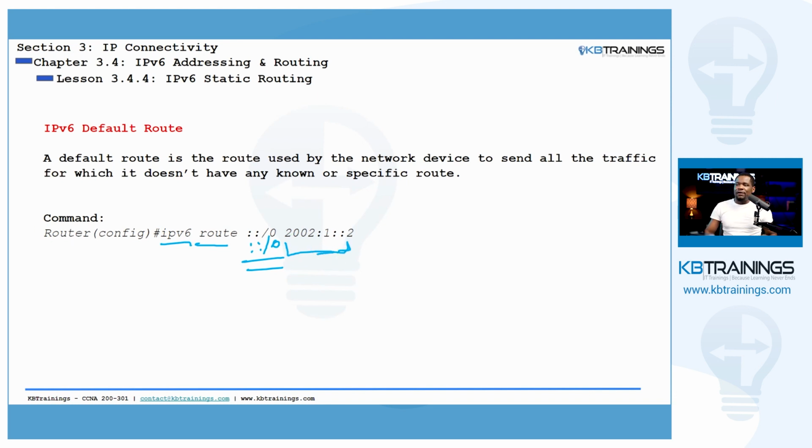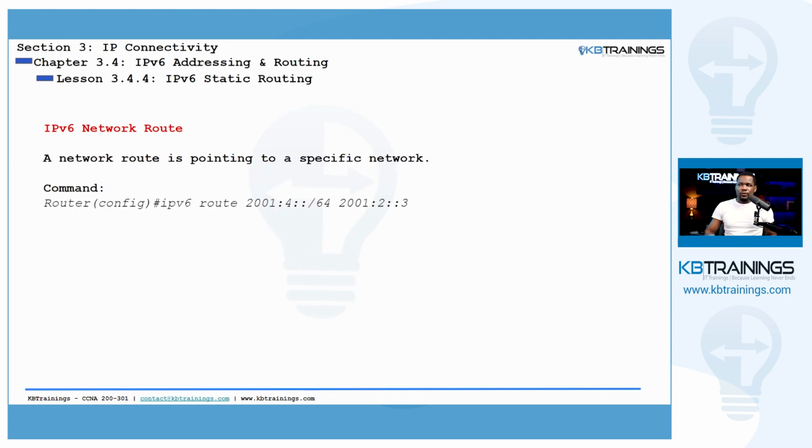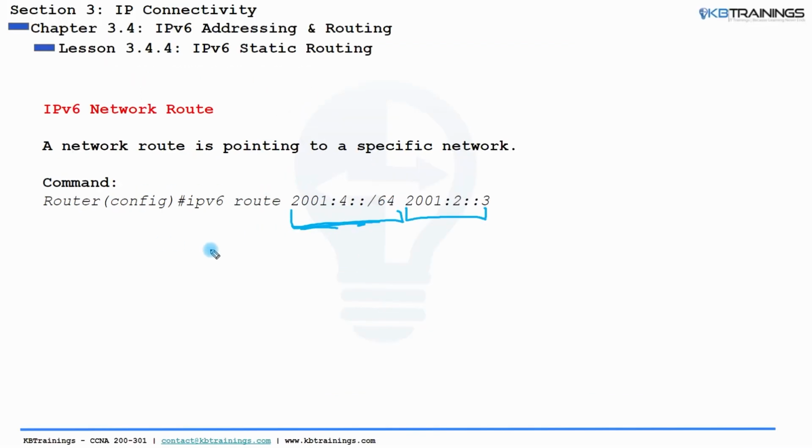Very simple. We're going to do it in a lab with some details. And then we are going to talk about network route. A network route is pointing to a specific network. Like you can see in the configuration, I specified this network here, the prefix 2001:4::/64. This is a network, and I also specified the next hop. Yeah, this is very simple. So all the equipment on this network can be reached using this static route.